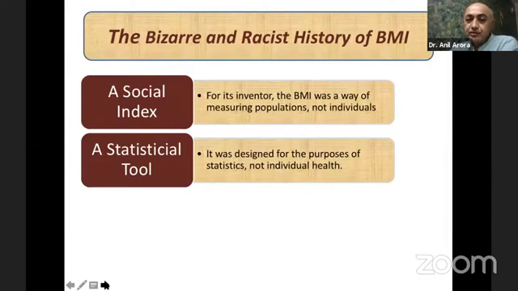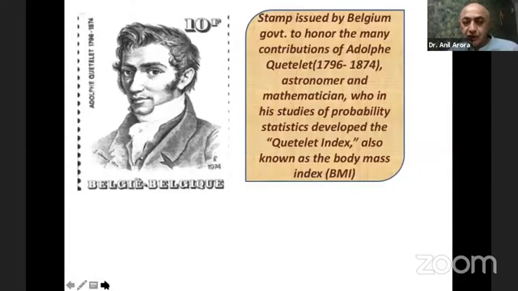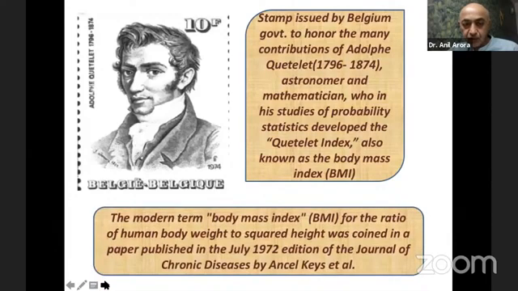For its inventor, the BMI was a way of measuring a population, primarily the white population, not an individual. It was designed to be a statistical tool, not for individual health. It was meant primarily for white people, done primarily on French and Scottish populations, exclusively white people. It was never used as a measure of obesity and ill health. In his honor, Belgium did issue a stamp for Dr. Adolphe Quetelet. But the modern term body mass index, the ratio of human body weight to scaled height, was coined in a paper published in the July 1972 edition of the Journal of Chronic Diseases by Ancel Keys et al. in 1972.